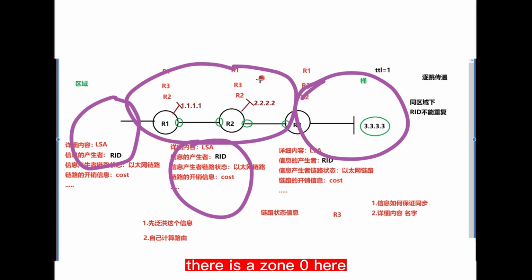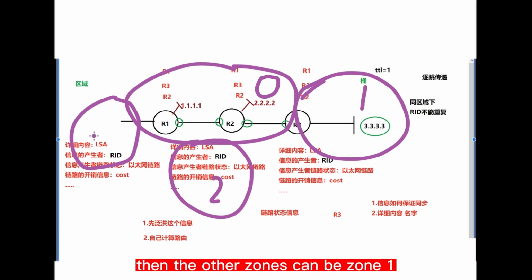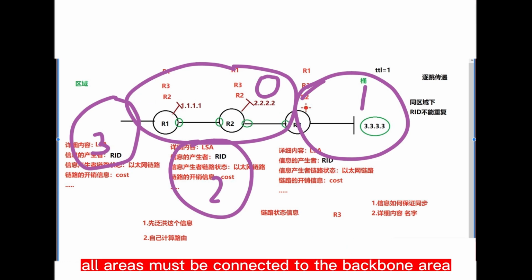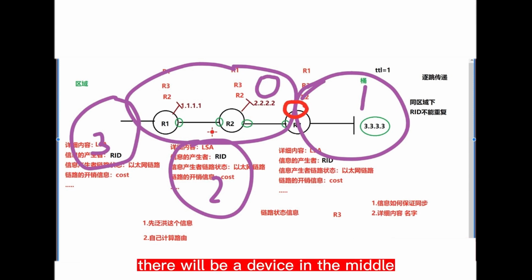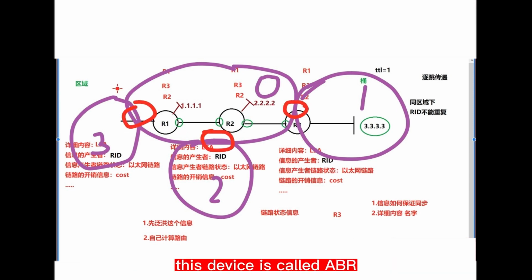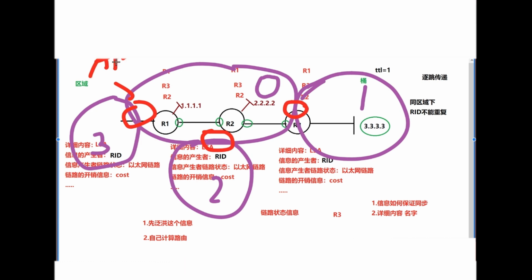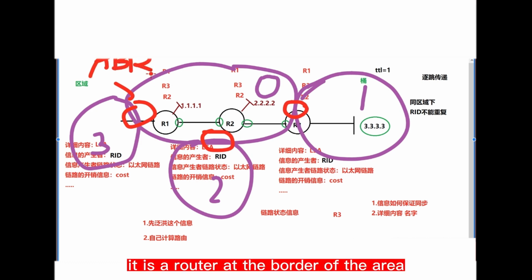There is a zone 0 here. This is called the backbone area. This is an area that OSPF must have. Then the other zones can be zone 1, zone 2, and zone 3. All areas must be connected to the backbone area. There will be a device in the middle. This device is called ABR. It is a router at the border of the area.